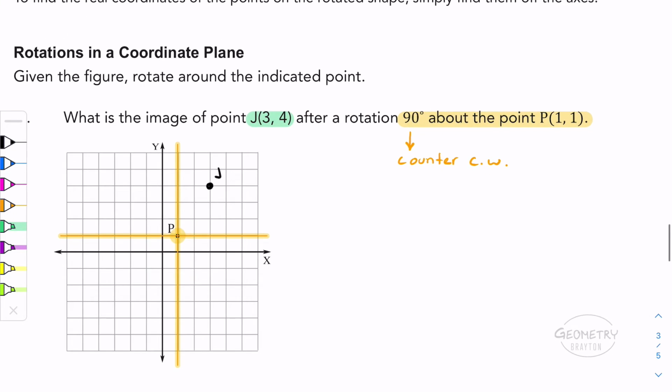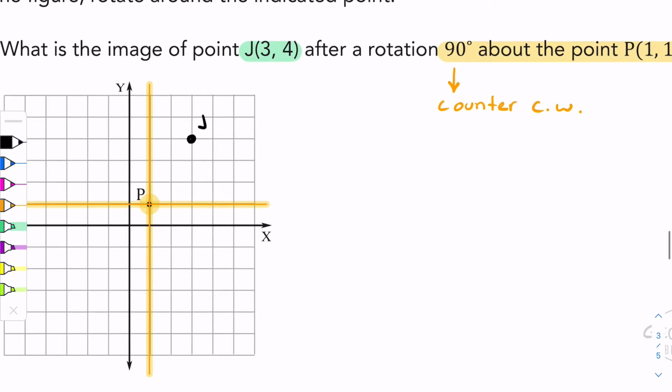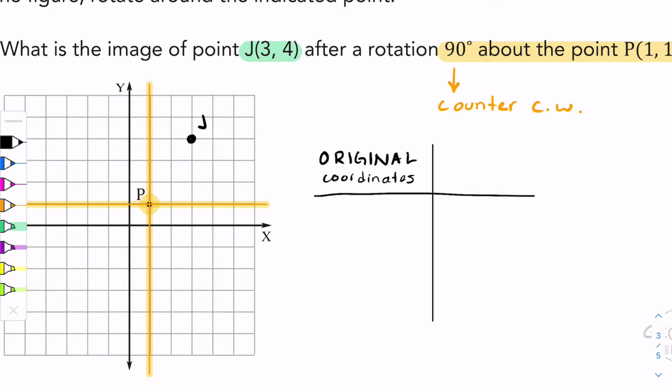Now, you might just want to watch what I do and then come back, press pause, and fill in your note sheet. But what I like to do is I like to keep myself extremely organized, so I set up a table of values and I end up with 4 columns. So my 4 columns are going to be the original coordinates. And as I write these out, I'm going to fill them in. So my original coordinates of point J are just like we started with. They are at 3, 4.